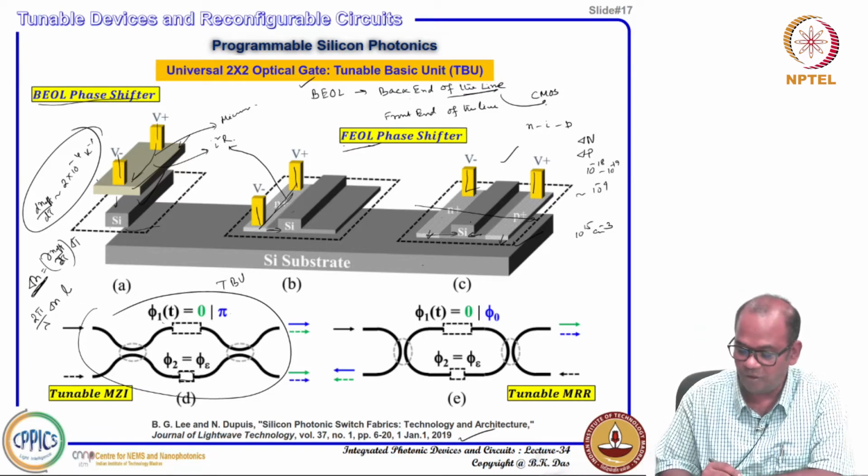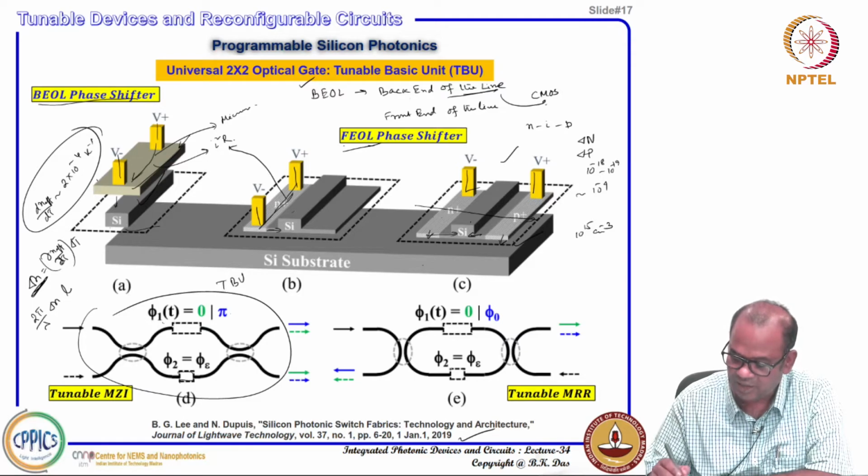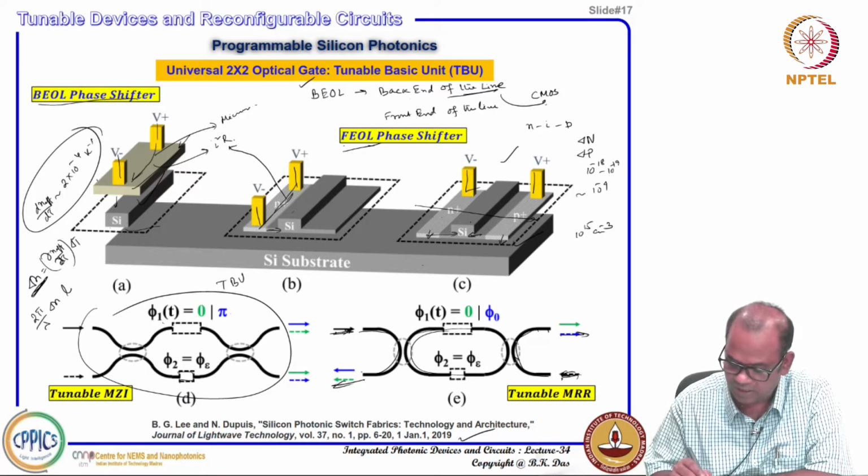Another 2 by 2 optical gate can be demonstrated, and it is explained nicely here, that is with a ring resonator. You see, this is a ring resonator and one waveguide you can consider as input, and another bus waveguide is connected here, and that is another input you can consider. One input here, another input here, and you can access outputs here and here. Okay. So, 2 input ports and 2 output ports.